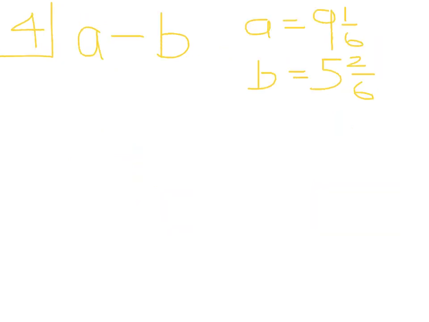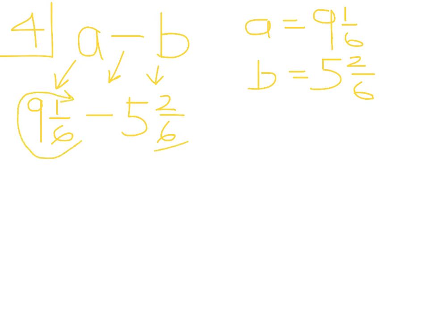Example 4 here says to evaluate a minus b. A is 9 and 1/6, and B is 5 and 2/6. So all we're going to do is plug those in first of all. We got 9 and 1/6, minus sign drops down, and then we've got B, 5 and 2/6. Now there are some shortcuts you could use here, but I'm nervous to show you that. So I think the best method here is to do the C method. That way will work every time.